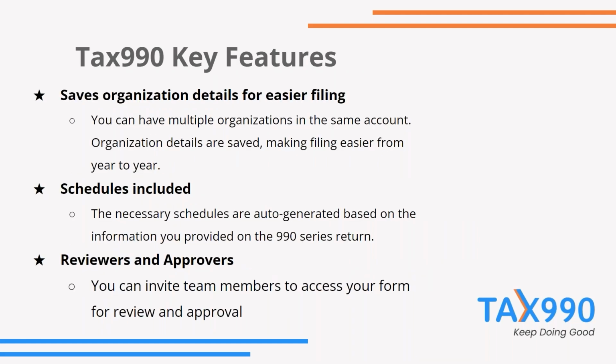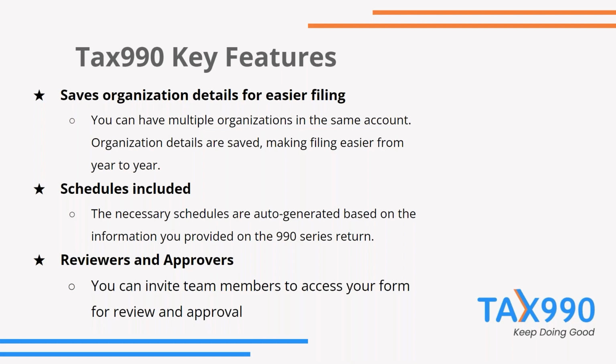Whether you assist in the filing process for multiple organizations or you're only filing for one organization, you can manage all your details from the same Tax 990 account. Your organization information saves in the account, so when it comes time to file each year, you can select which organization you're filing for, and the name, EIN, address, and principal officer information will auto-generate.